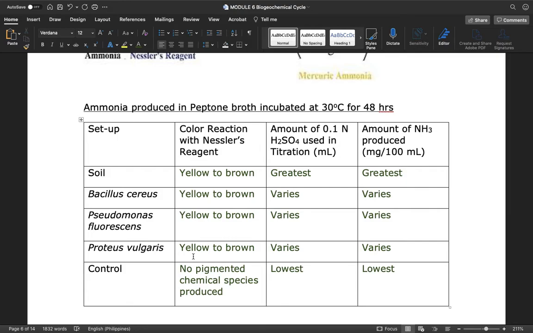The difference is perhaps more on the intensity of the colored compound. Probably if we tested this face to face, you would see differences, and there could be a ranking, but of course we cannot verify that. We don't have any empirical data as of the moment. So let's just play safe and assume that all of the terrestrial microbes can facilitate ammonification.